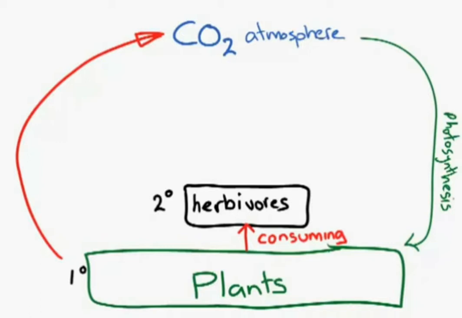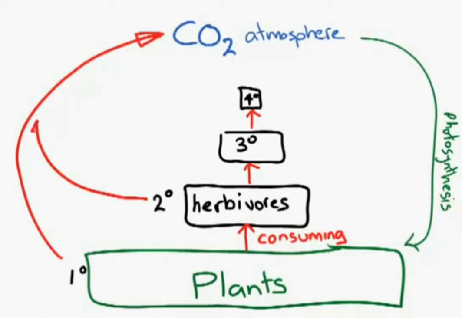After our herbivores, we're going to have our third trophic level consumer. I'm just going to call it third trophic level. There'll be our carnivores, maybe a fourth trophic level. We're going to have eating going up. Each of these levels is going to be doing respiration as well, releasing carbon back into the atmosphere.